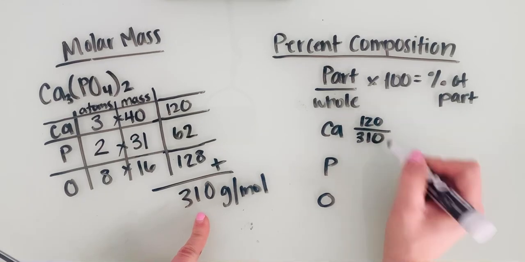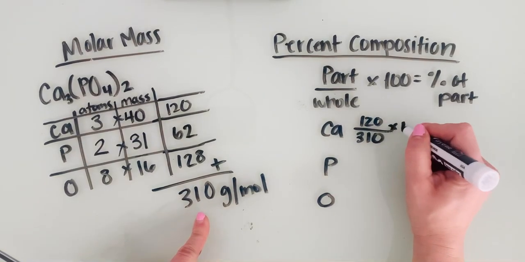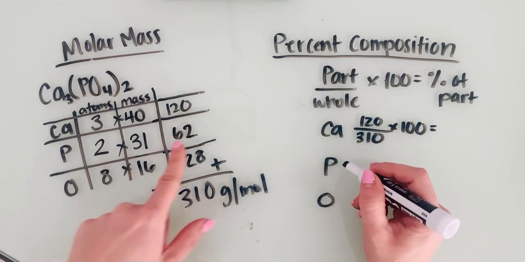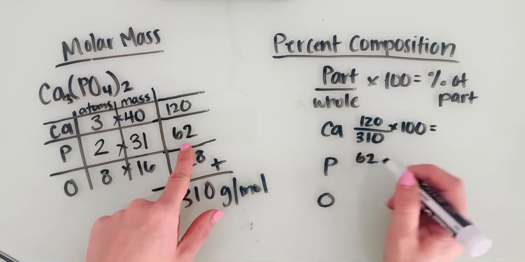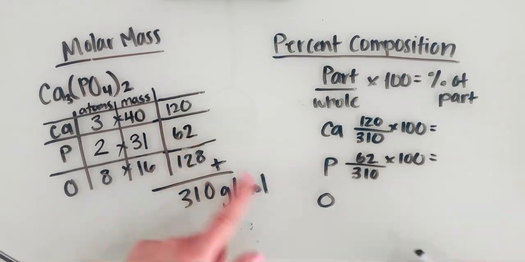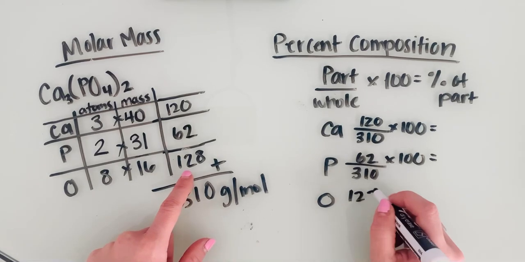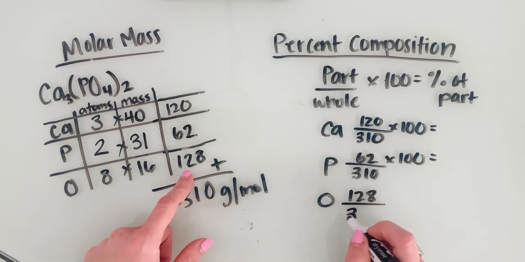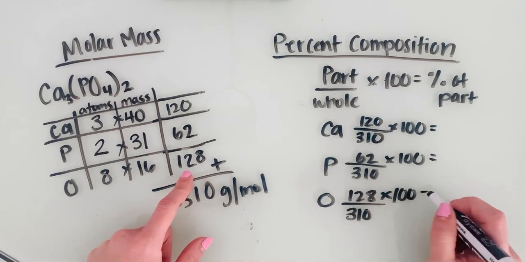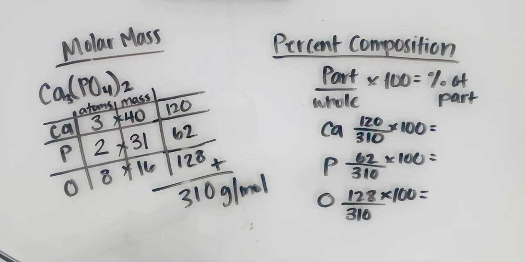Okay, so 120 divided by 310 times 100. Then we see here phosphorus, 62 divided by 310 times 100. Oxygen, 128 divided by 310 times 100. Okay, so now another thing that we need to consider is we already know that this column right here should equal 100%, right?